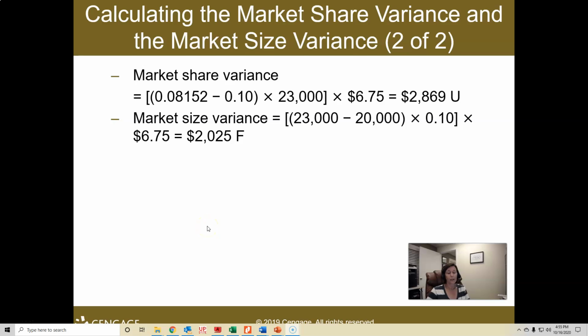Whether or not that's good or not, I can't tell you. But now let's look at market share variance, and basically they actually did better than they projected when they conducted their forecasts.